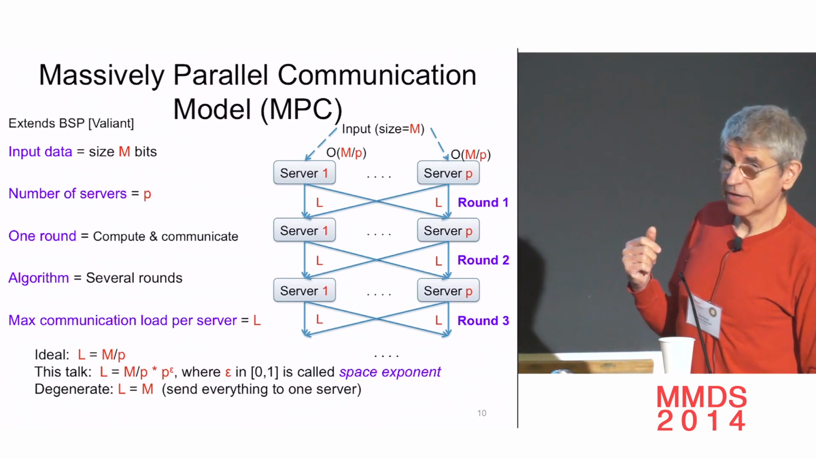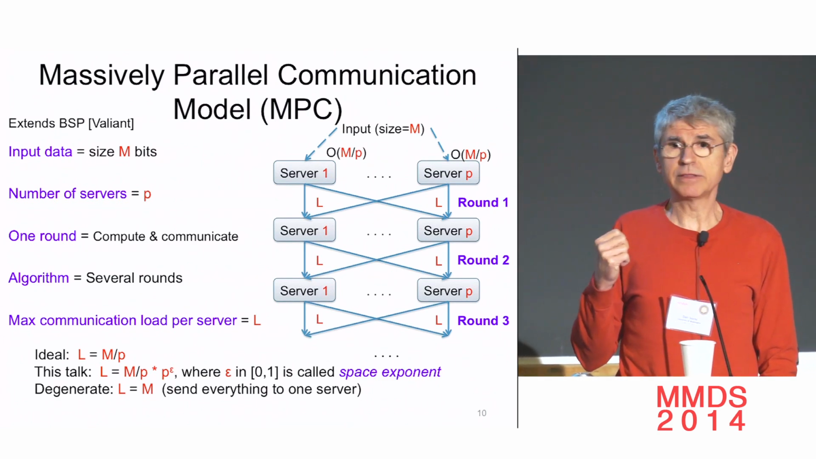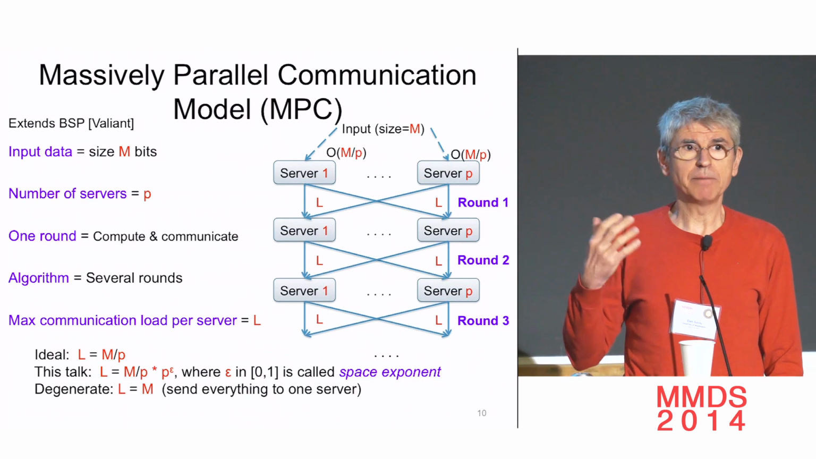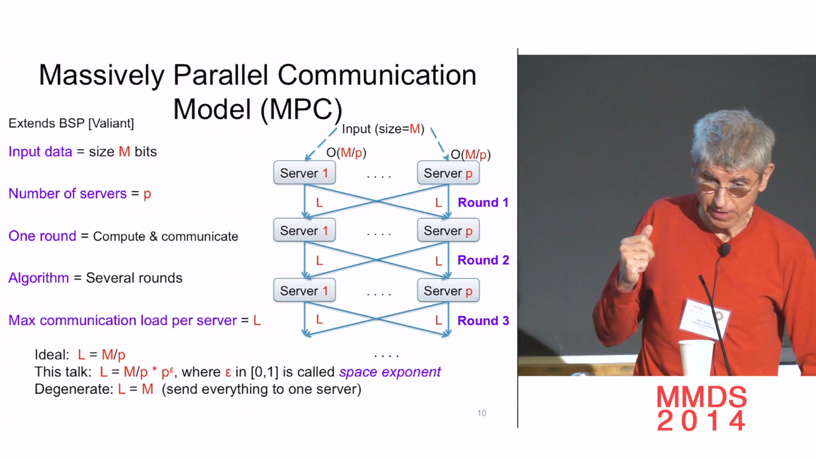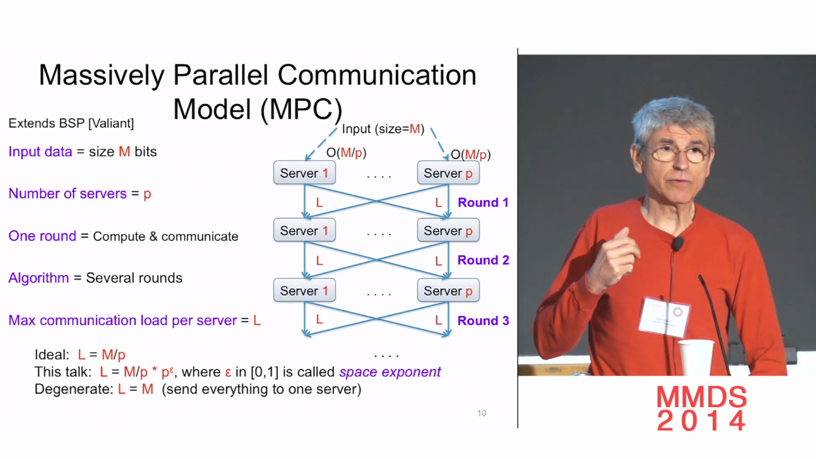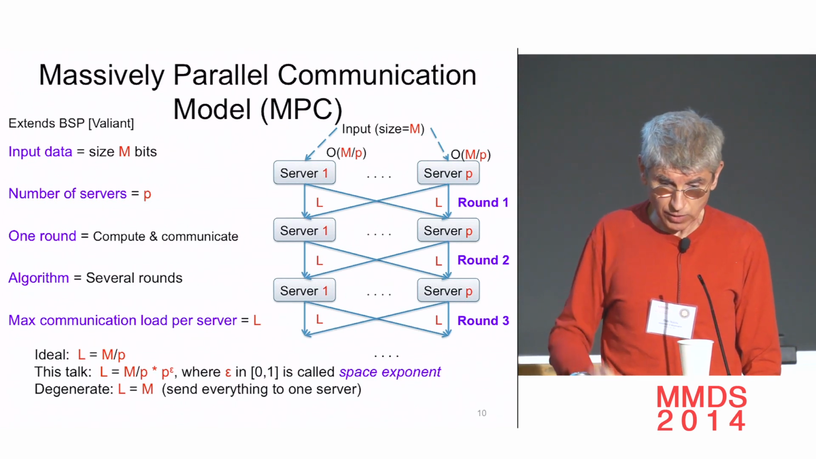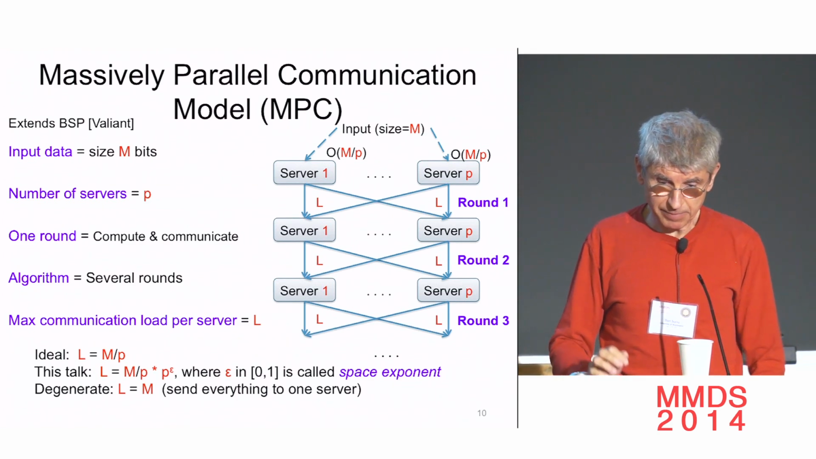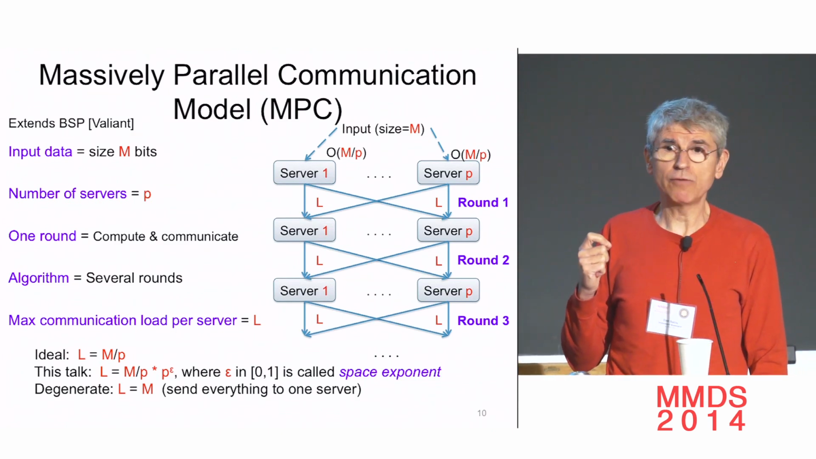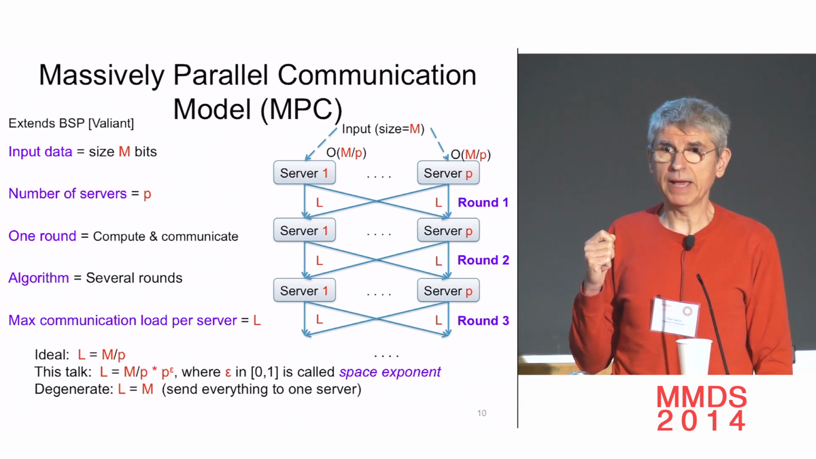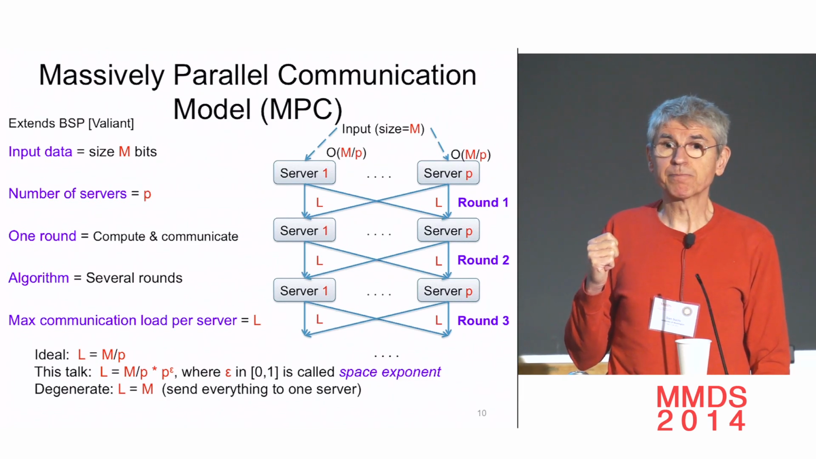Ideally, I would like to have L equal M by P. I would like essentially every server to receive only a 1/P fraction of the data during each communication round. This is kind of difficult to achieve if you want to reduce the number of rounds. So some problems you can solve if you allow a replication factor, which is a power of P, P to the power epsilon. We call that epsilon the space exponent.